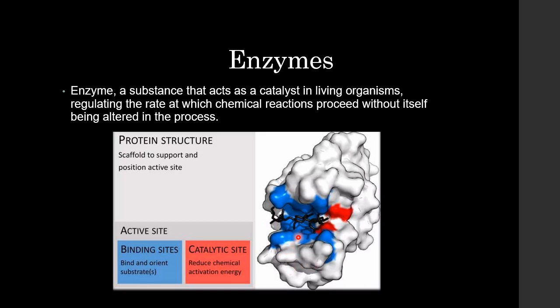Enzyme has two active sites. One is where the substrate can bind in. The blue one shown in the image is a substrate binding site, and the red one is a catalytic site where the inhibitors can come and bind. Now, when an inhibitor binds here, it reduces the chemical activation energy, and thus no product formation can happen.